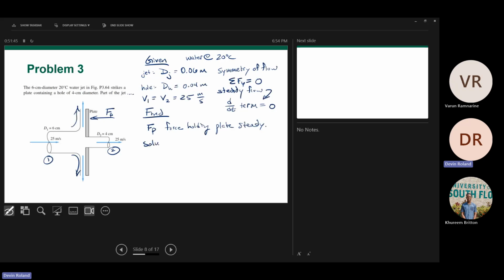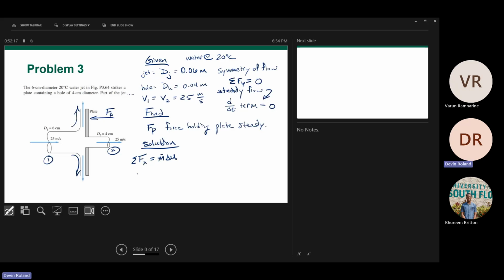So for our solution, yeah, so this is very much the same as before. We're going to sum the forces in the x direction, so that's equal to m dot delta u. I'll call it delta u there.